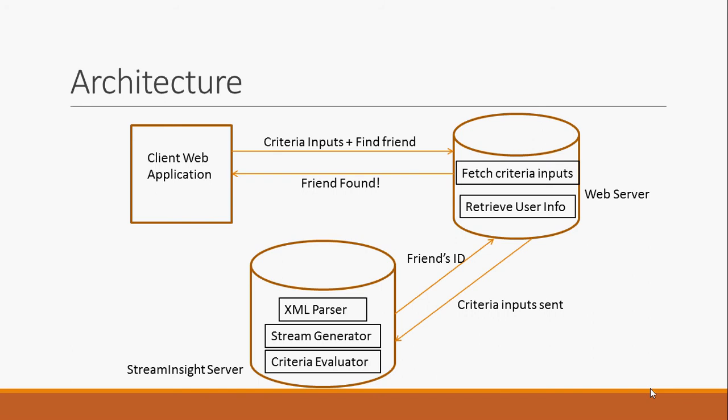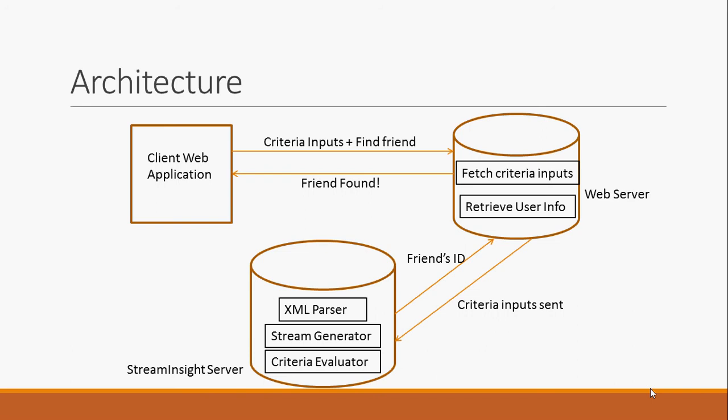Let's look at the architecture of the friend finder application. This is an MVC architecture. We have the client, the web server, and the stream insight server. Essentially, the web server and the stream insight server are hosted on the same server, but just for the sake of explanation and easy understanding, we have them as two different components in the diagram. So the client web application is our client side, which is just a website.